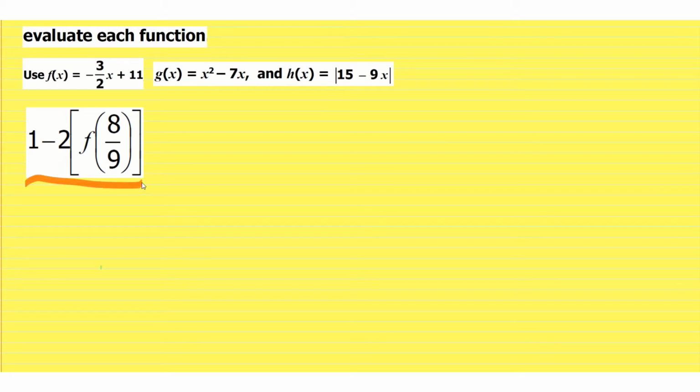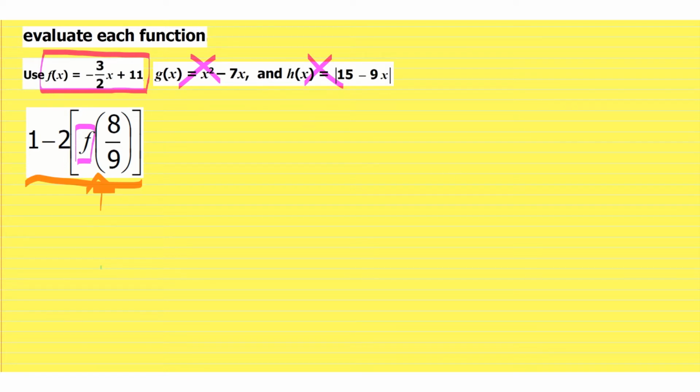We are going to evaluate this function. It actually is an expression which references a function. Specifically, it references the f function. So that means we're going to look at this one. F of x is equal to negative 3/2 x plus 11. It only references the f function, so we do not care about the g function or the h function because it's not talking about those.